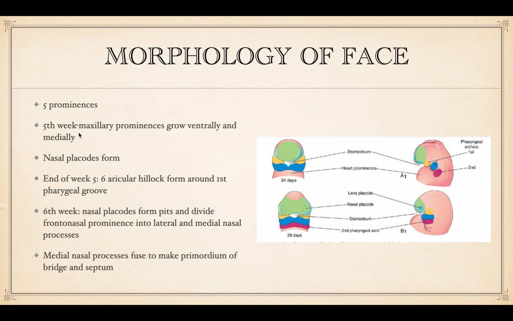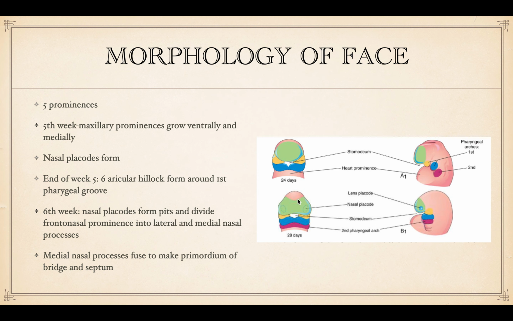So there's going to be 5 prominences of the face, and then eventually they all merge together and make the face. By week number 5, the maxillary prominences will grow ventrally and medially, and then the nasal placodes will form. By the end of the week, 6 auricular hillocks will form around the first pharyngeal groove, and those will eventually make the ear.